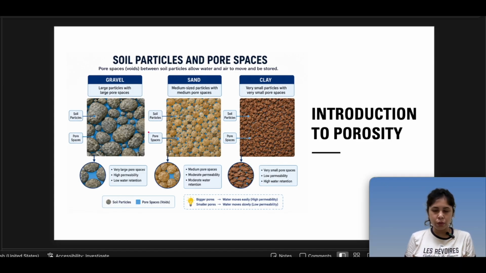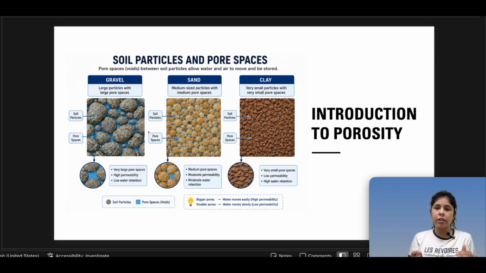So what's porosity? Let's understand it with the example of a sponge. We all know what a sponge is. There is some empty space in that sponge, and how much empty space there is in the sponge, we call it porosity. The empty spaces are also known as voids. So the ratio of empty space to the total volume of the sponge, we will call porosity.